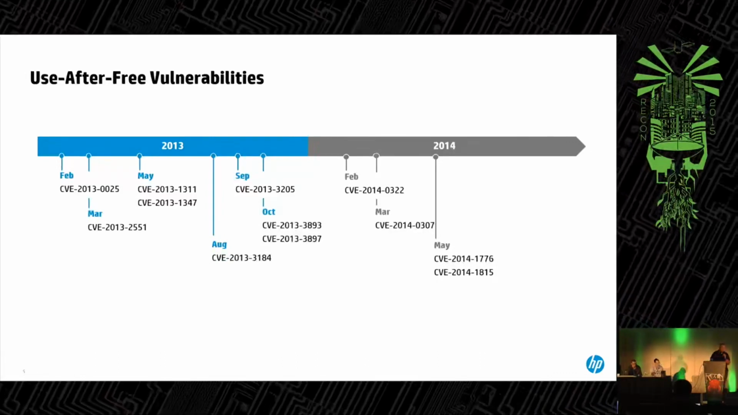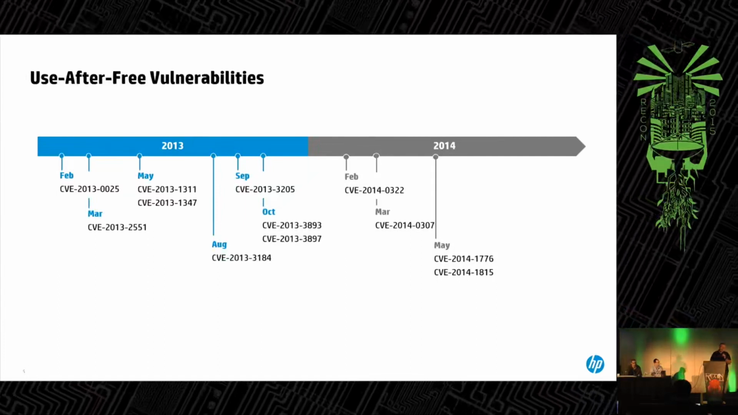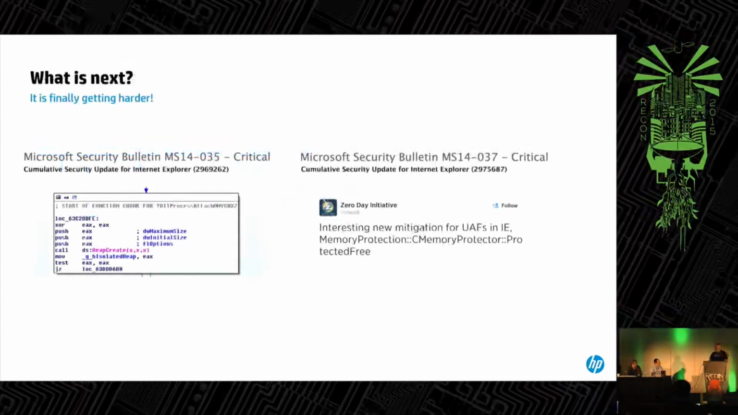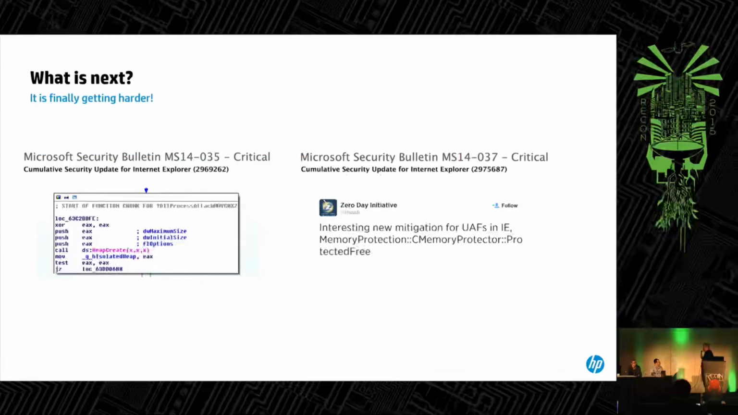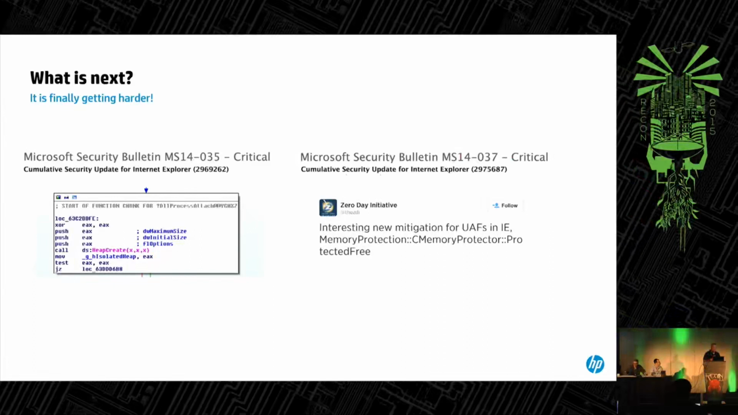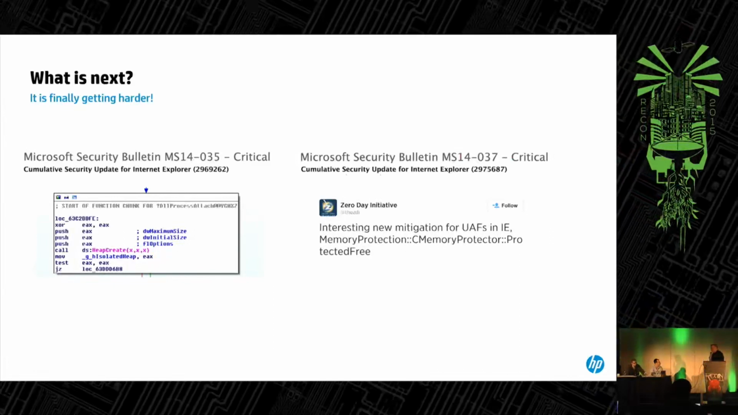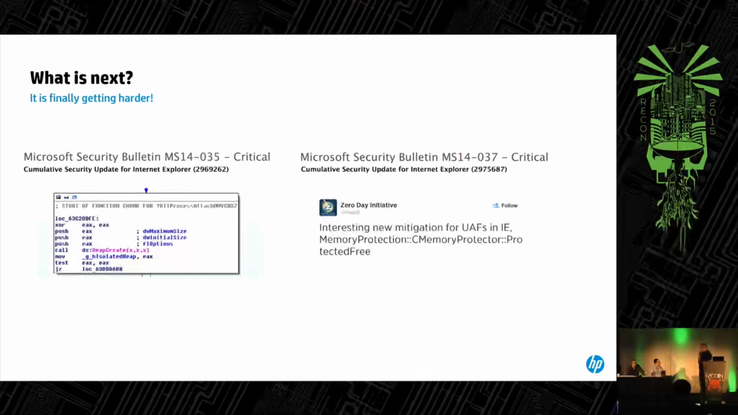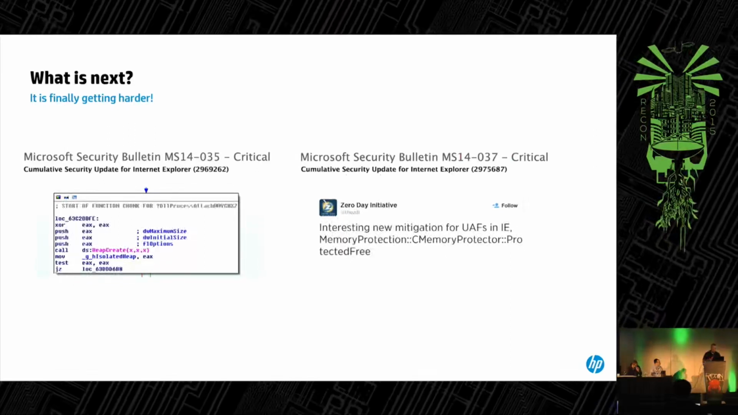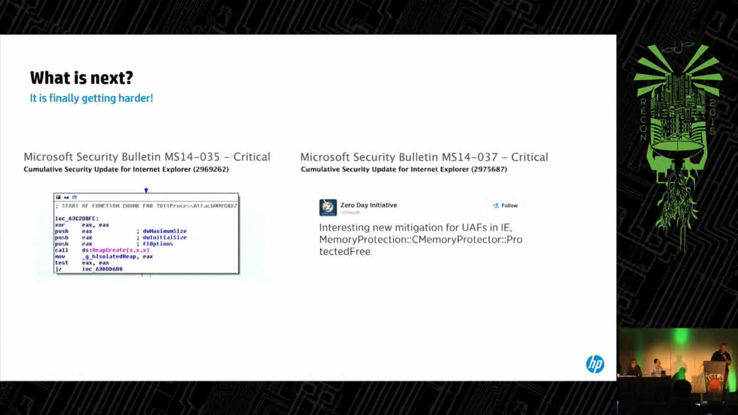And as a result, it seems that attackers have shifted away from use after frees in Internet Explorer and are now focusing on Flash vulnerabilities. And so what exactly happened? Well, in MS14-035, they introduced isolated heap, which Abdul will go over. And the month following that, they introduced memory protection, which was a nice introduction to Internet Explorer to make use after frees harder to exploit.